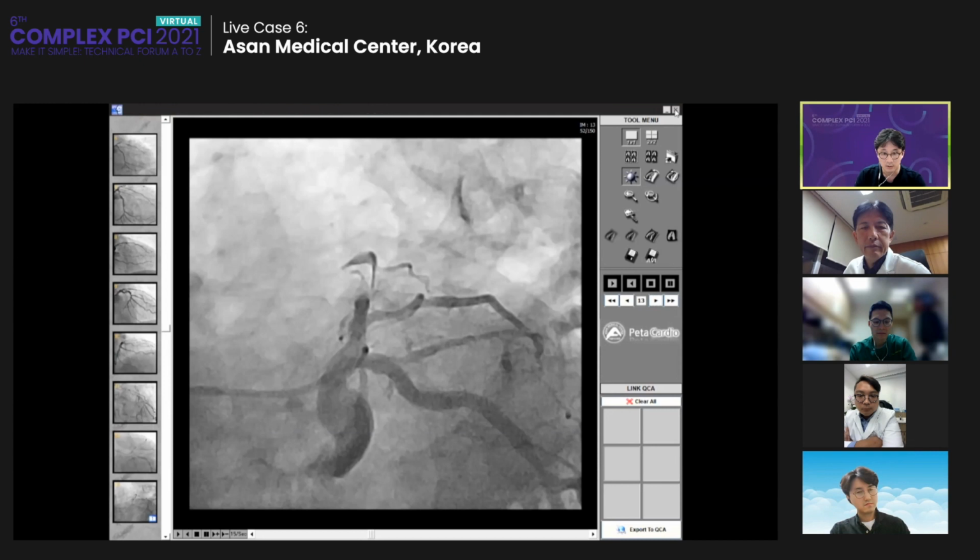We have an anterograde approach option because it's a tapered tip and a relatively large vessel, and we also have some retrograde options. So any comments for this baseline angio?